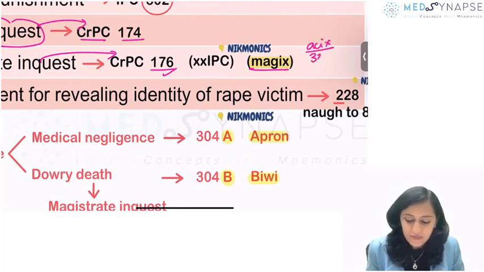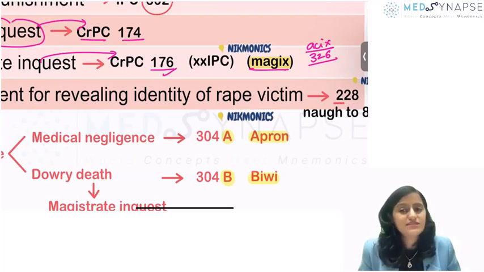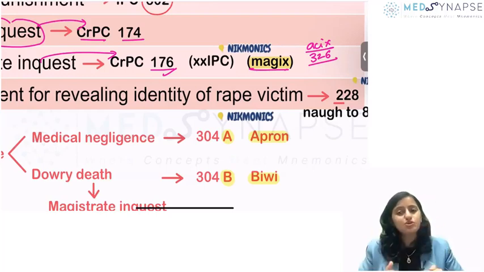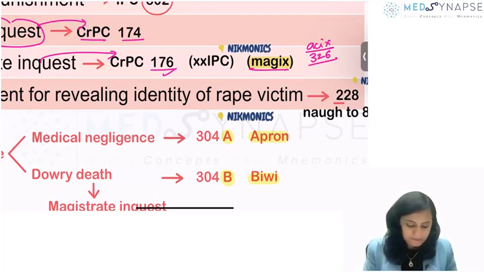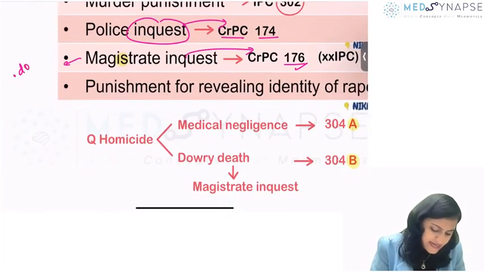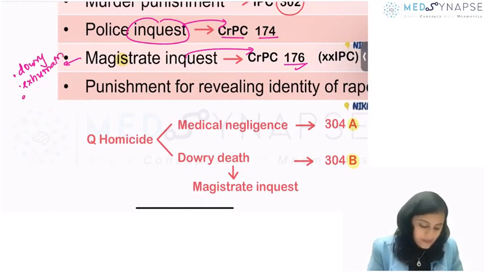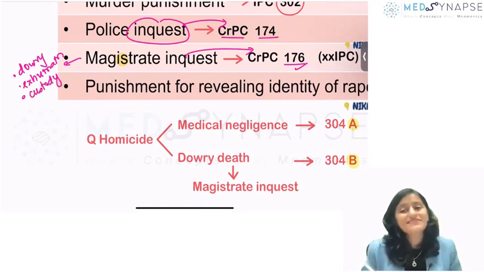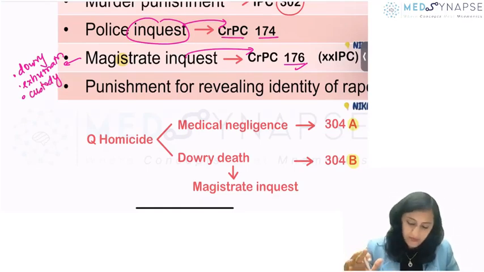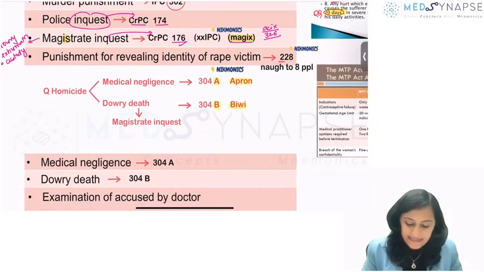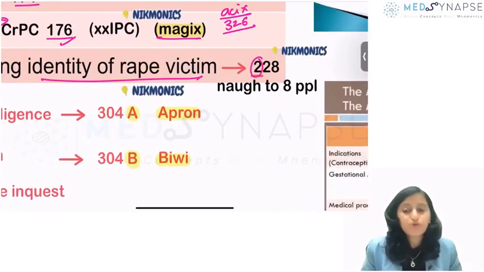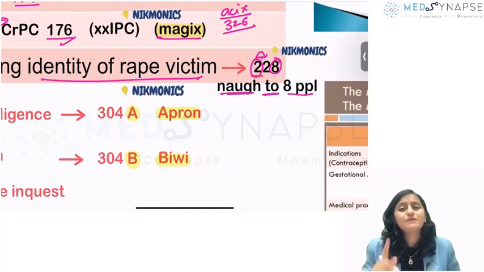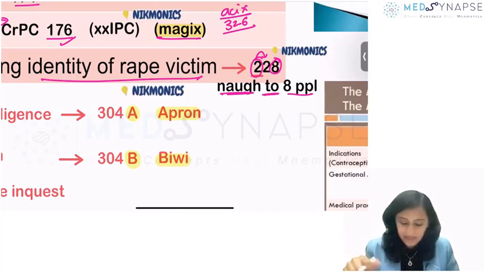Similar to ASICS, which is 326, this is MAGICS, which is 176. Police usse chota number magistrate se, it is 174. Magistrate inquest is done in a case of dowry death. In case of exhumation, it has to be a magistrate. In case of death in custody, it has to be a magistrate. Okay. Punishment for revealing the identity of the rape victim. So again, this naughty 2 goes to 8 people and tells the identity. That is 228. Okay, that is 228.